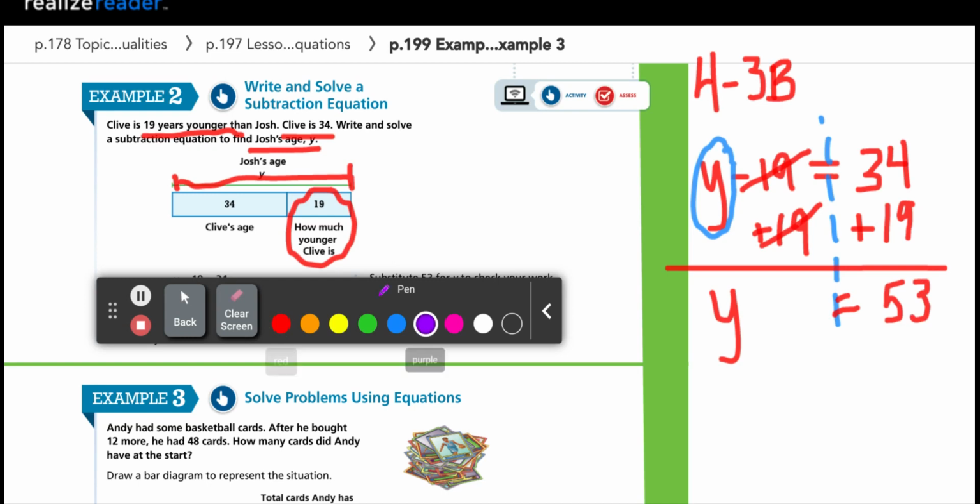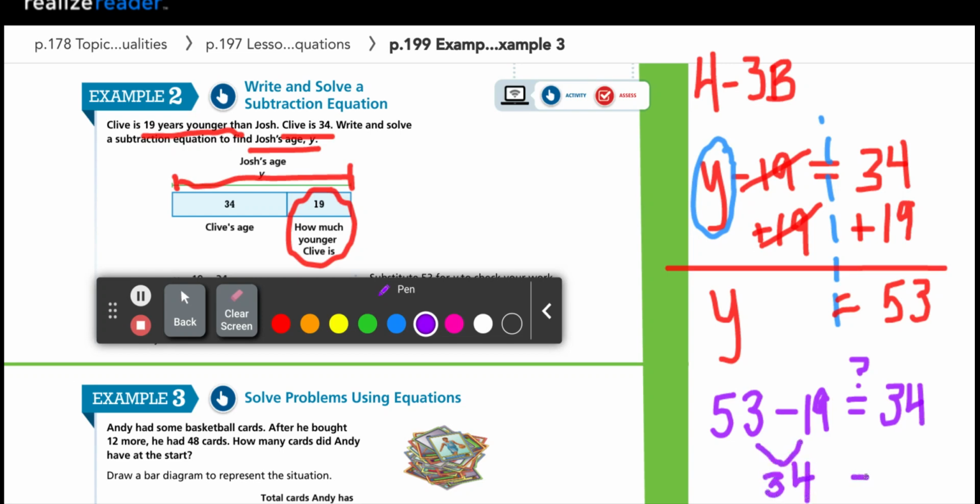I can check this by plugging in that value for Y into the equation. I would do 53 minus 19. Does that equal 34? Well, what's 53 minus 19? Put it in your calculator. 53 minus 19 is 34. So 34 equals 34. Check.